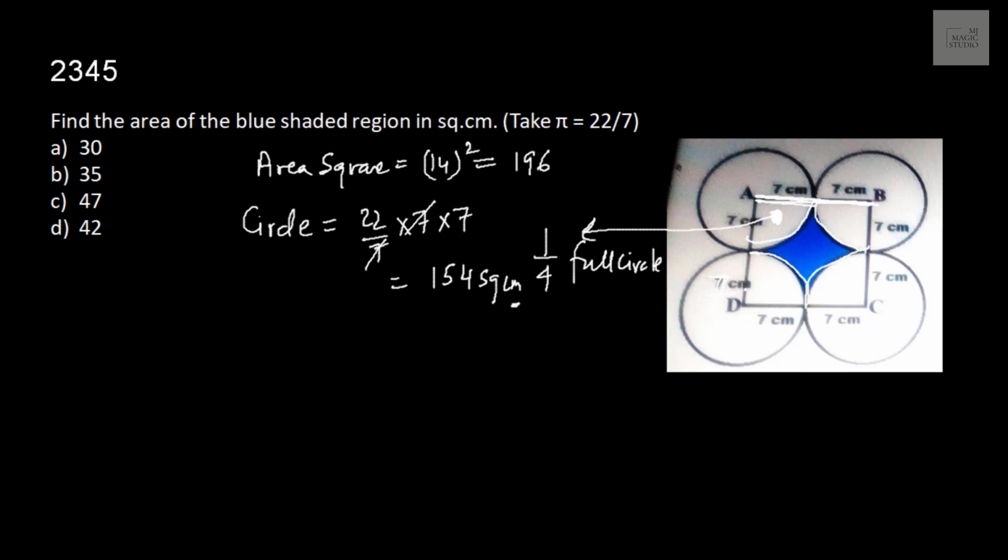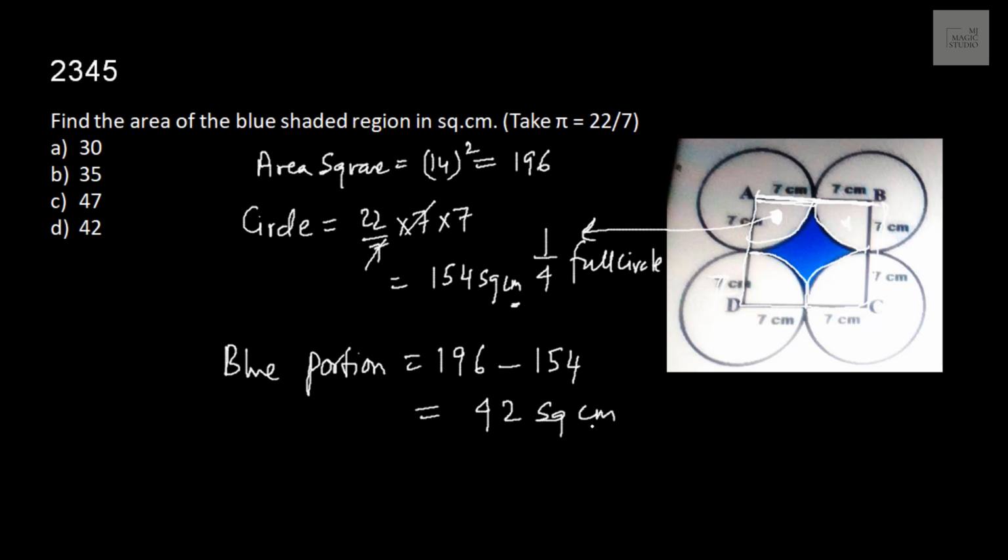So now from this total square, if we delete the area of these 4 quadrants of circle, we'll get the blue portion. Blue shaded portion is area of the square 196 minus area of the circle 154, that gives us 42 square centimeter, and that is in option D. Option D is the answer.